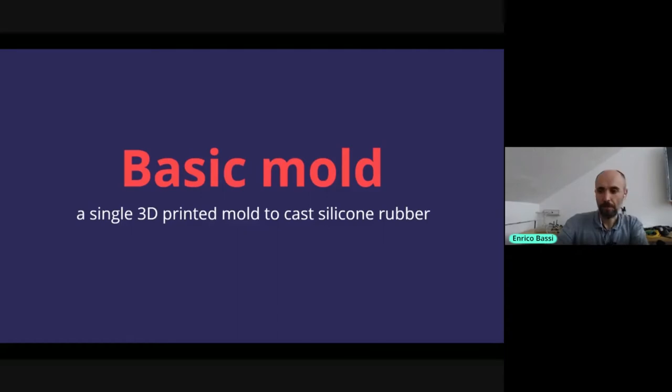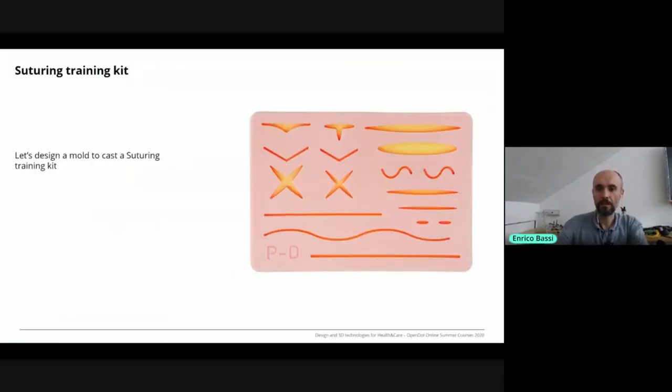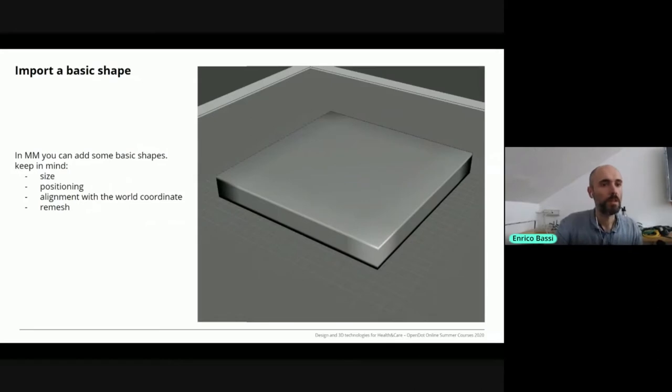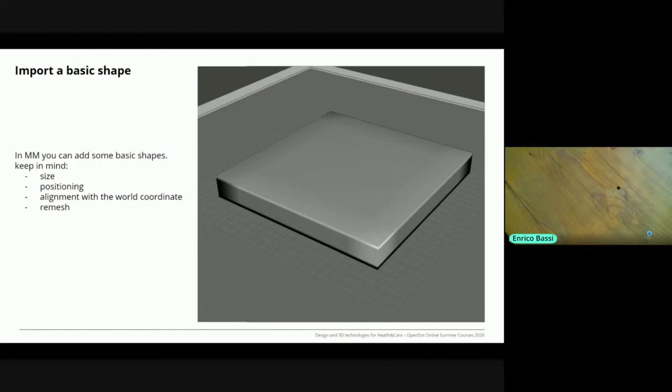So let's start from the most simple example. We can find a lot of these suturing training kits, as we said, pretty geometrical very often. Let's try to make something a bit more realistic. So the objective would be to get something similar to this. Give me a second. So this is a silicone part, as you can see, in which the scar is a bit more designed with the geometry I want.